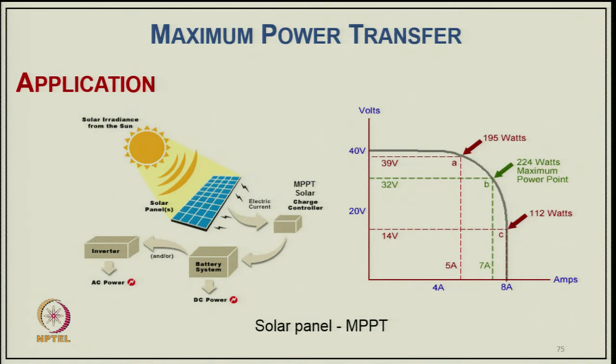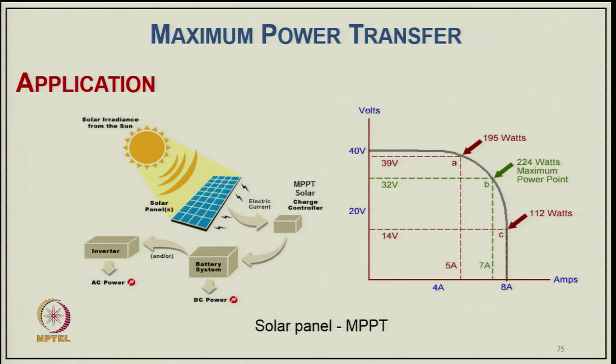Here the operating point is for maximum power, and it is shown that at point A you have a voltage higher, 39 volt, but your current is 5 ampere. So, it is drawing only 195 watt. And when you are operating here at a high current of 8 ampere, your voltage is already 14 volt. So, you are extracting only 112 watt. But here, with 32 volt and 7 ampere, you are able to extract 224 watts as the maximum power.